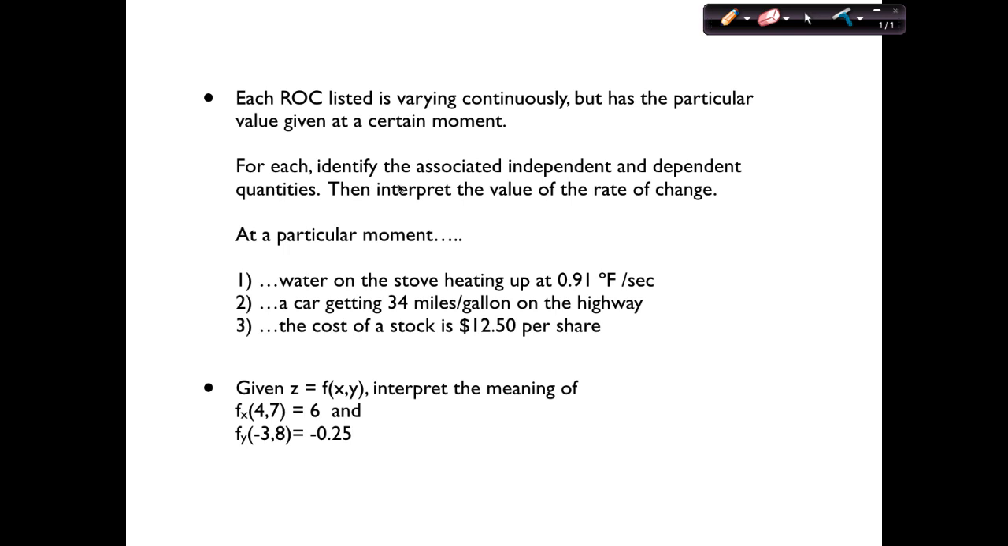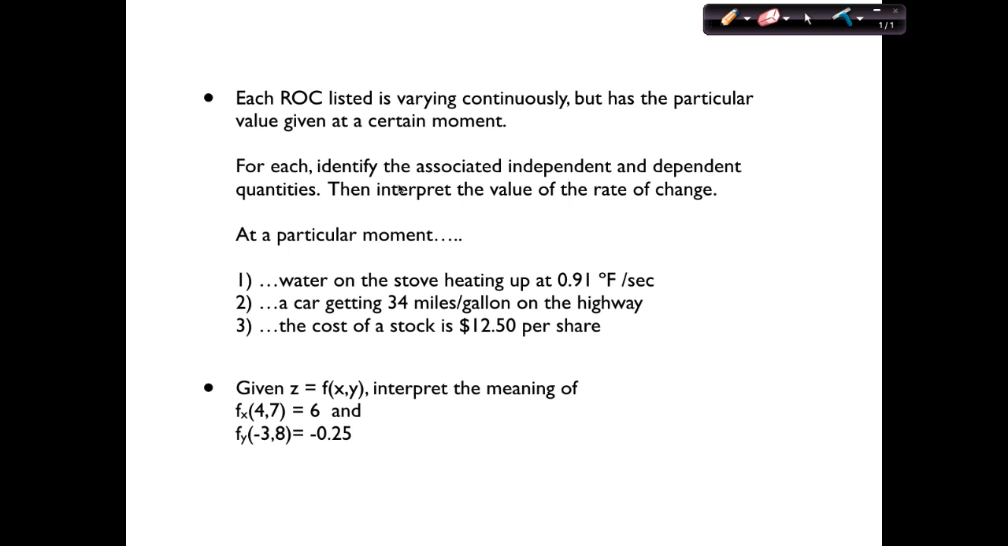what's independent? X. Anything else? X and y are the 2 independent variables. Z is the dependent variable. And so a partial derivative is like partial of what with respect to what? Partial of z with respect to x.